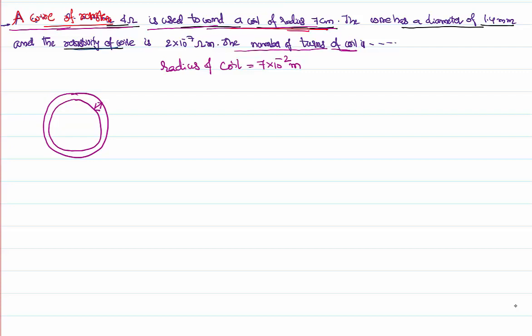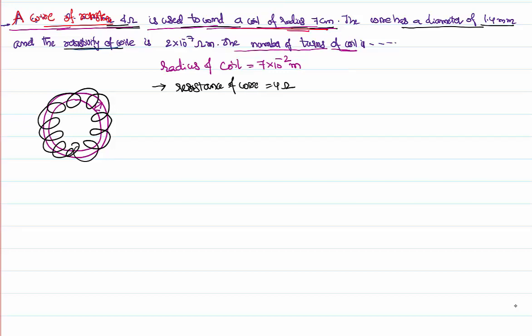Around this coil a wire is wound. So let us take a wire. A wire is wound around it like this, right? Resistance of that wire is given for you. Resistance of that wire wound around the coil is 4 ohms. This wire is wound around this coil. I'm talking about this wire.